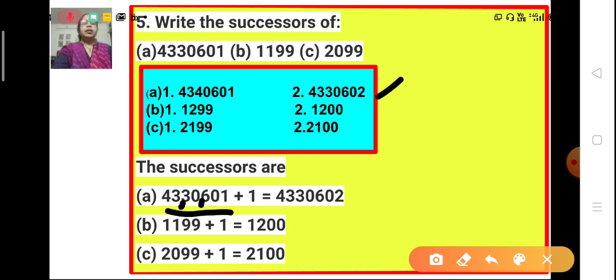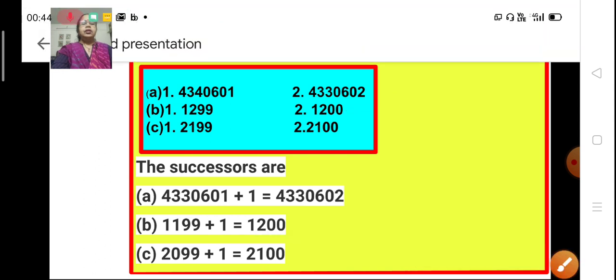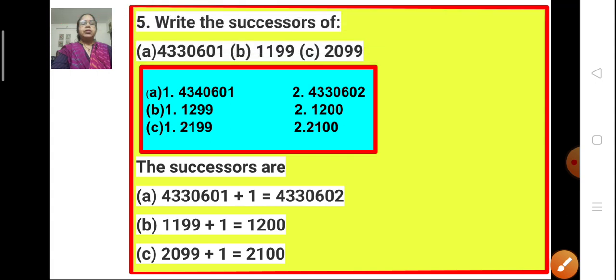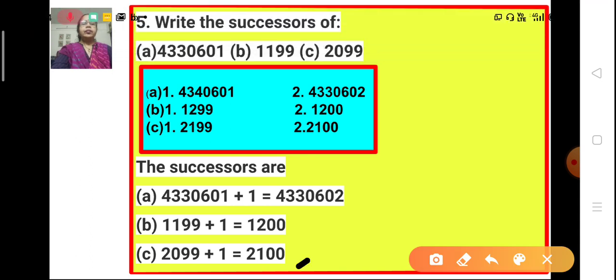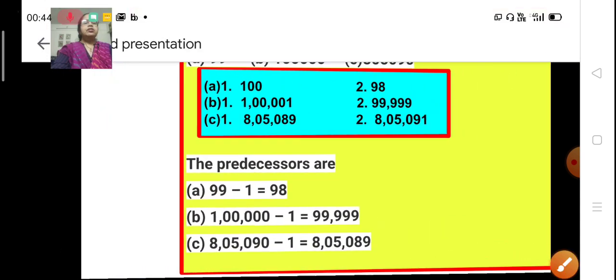Where is the option? Here, isn't it? And 1199, to get the successor, you add 1. What do you get here? You get 1200. So, here in this option you have 1200. And then third one, C, 2099 plus 1. You have to add 1 to it and find the answer as 2100, isn't it? So, these are the right options for the answers. Let us move on to the next one.